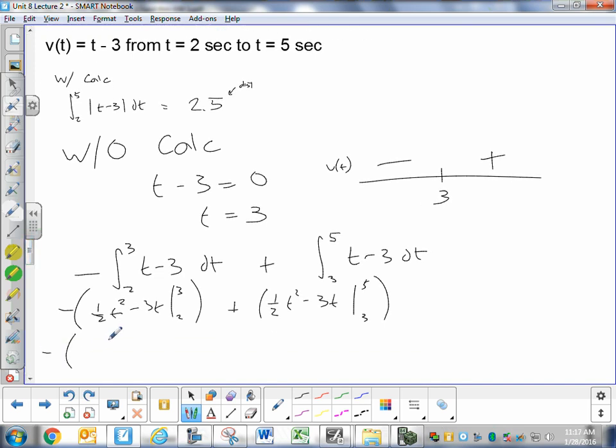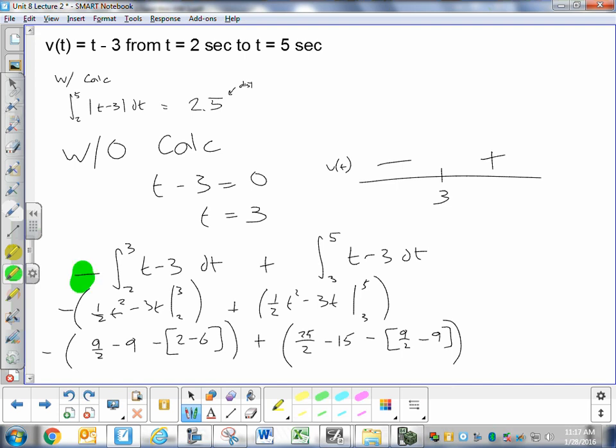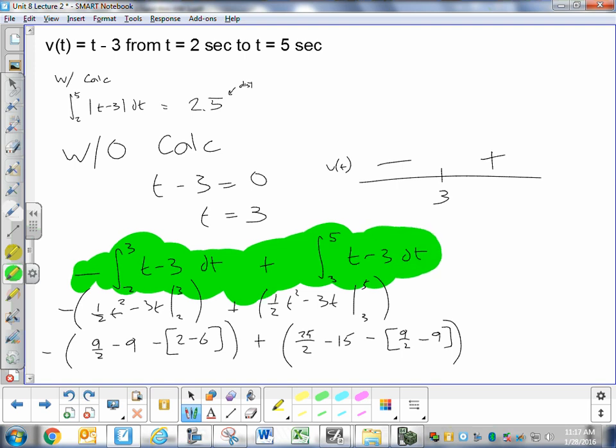I'd have to do the opposite of 9/2 minus 9 minus the quantity of 2 minus 6, plus 25/2 minus 15 minus the quantity of 9/2 minus 9. And as we can tell, I don't want to do that. Okay? We will be able to stop here for most questions. For this question, I might ask you to actually find the value, which means you'd have to do this. Or, there's another way.